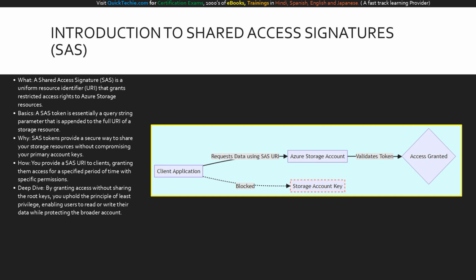Let's look at this flowchart to visualize the security boundary. On the left, we have our client application. When it needs data, it requests access using the SAS URI directly against the Azure storage account. Notice the dotted line below it. The client is completely blocked from interacting with or knowing the actual storage account key. Azure Storage independently validates the token, ensuring the permissions and timeframes are correct before granting access.